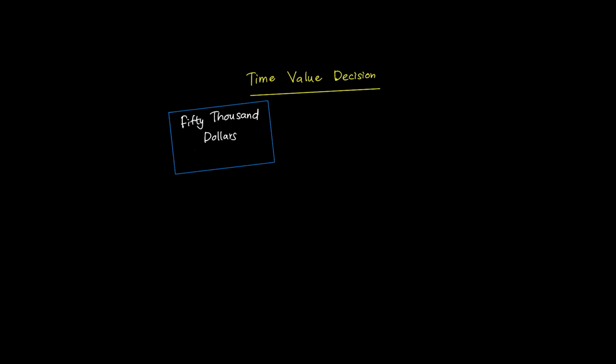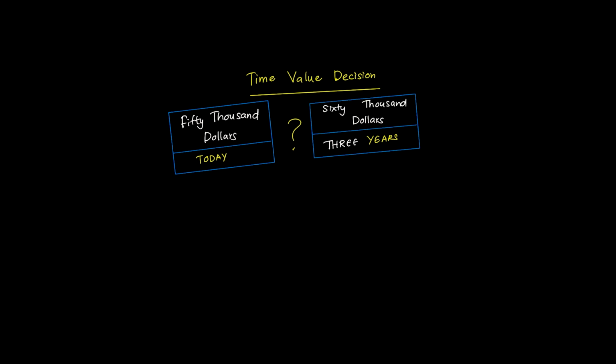Here's a classic time value of money decision problem. A financial manager can choose between receiving $50,000 today or $60,000 3 years from now. Which option creates more value? You can't just compare the numbers directly because they exist at different points in time. The answer requires discounting the future amount back to present value.